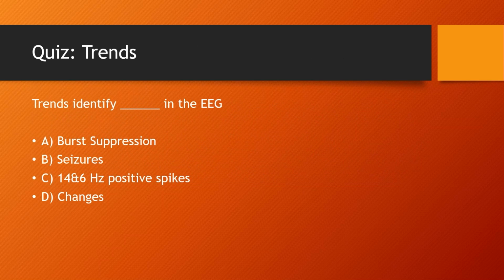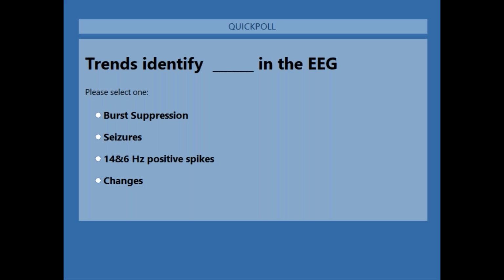So first quiz. So Lori, if you can put up the first poll, we're going to have everybody take a quick quiz. It's pretty early to start quizzing you on these things, but here's our first quiz. And the question is, trends identify blank in the raw EEG. So the first answer is burst suppression. And of course, trends really don't identify burst suppression.